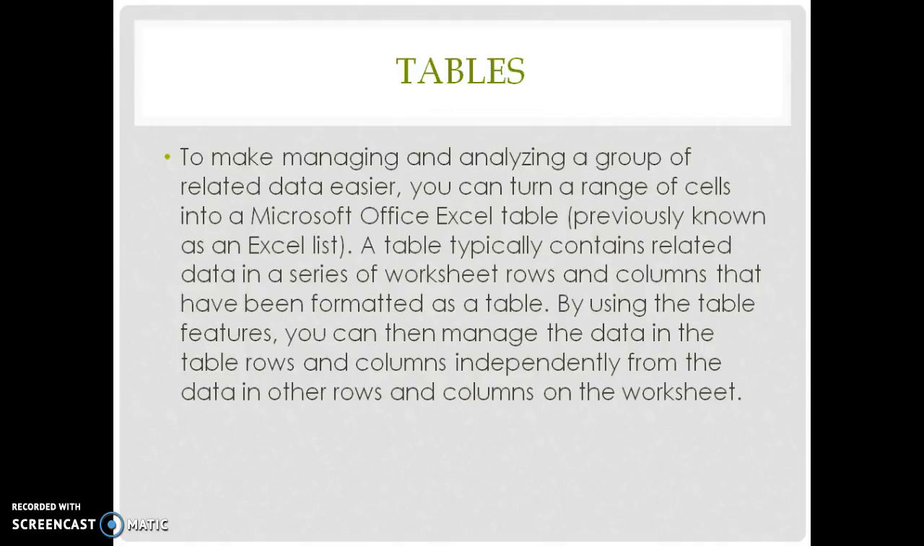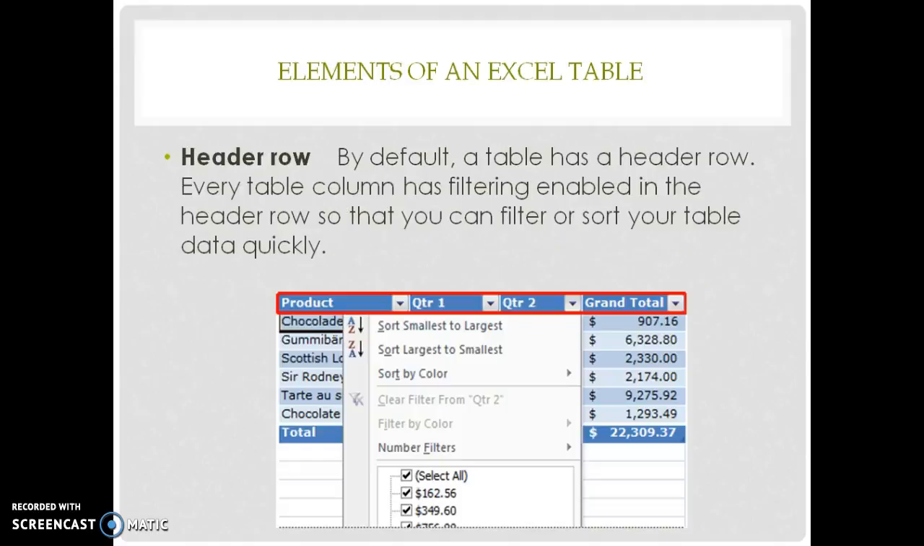Tables. To make managing and analyzing a group of related data easier, you can turn a range of cells into a Microsoft Office Excel table, previously known as an Excel list. A table typically contains related data in a series of worksheet rows and columns that have been formatted as a table. By using the table features, you can then manage the data in the table rows and columns independently from the data in other rows and columns in the worksheet.